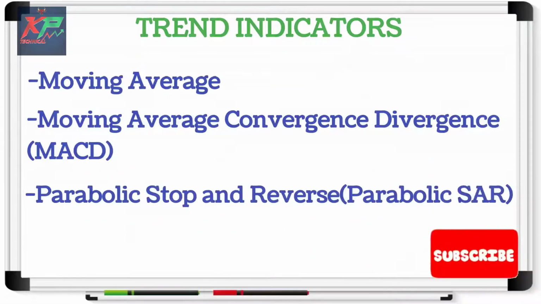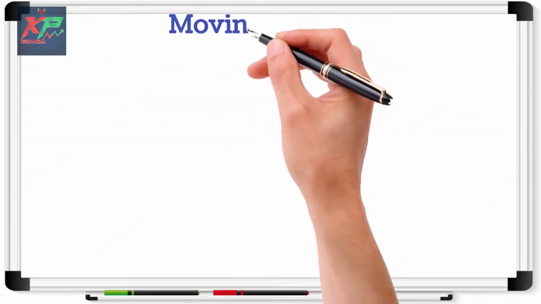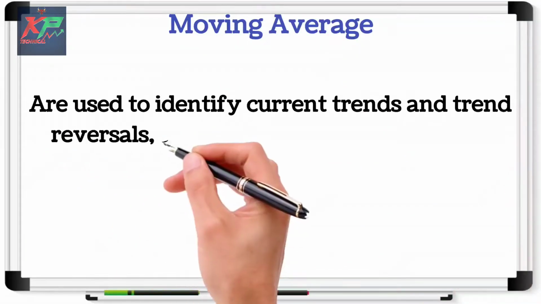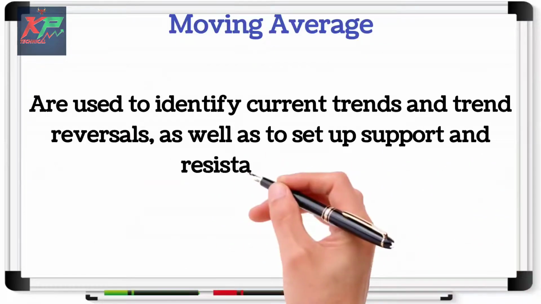Moving averages are used to identify current trends and trend reversals, as well as to set up support and resistance levels.